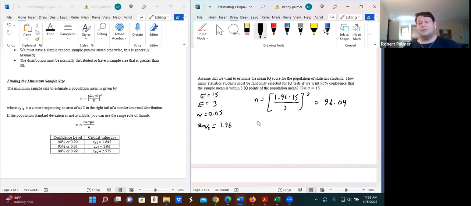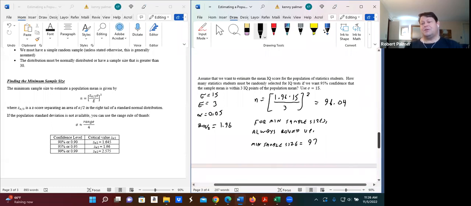Now, what we want to do is round up. For minimum sample sizes, always round up. Okay. So minimum sample sizes always round up. And so then our minimum sample size will be equal to 97. You always want to round up because you want to make sure you have more confidence, and the way to achieve that is having a slightly larger sample size. Always round up.